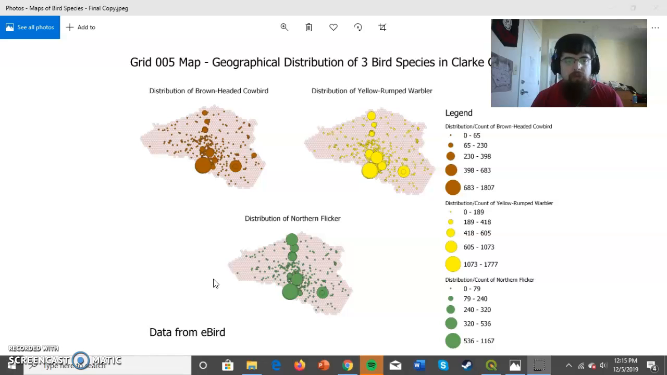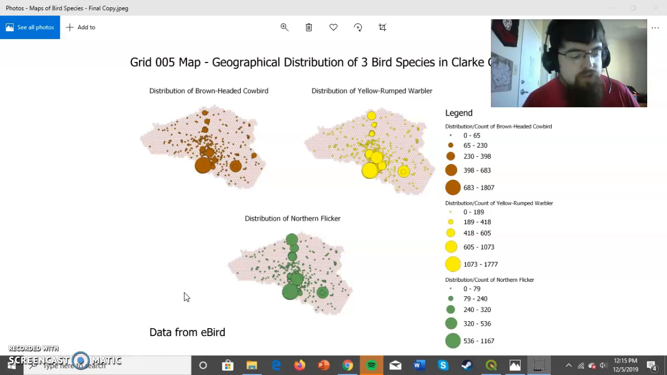For my project, I decided to look at Grid 005, and I wanted to look at the geographical distribution of the 3 different bird species in Clown County. As you can see right here, I created a small multi-layered map showing the brown-headed cowbird, the yellow-ruffed warbler, and the northern flicker, with distributions according to the counts. You can see the legend right here, and the citation right here.